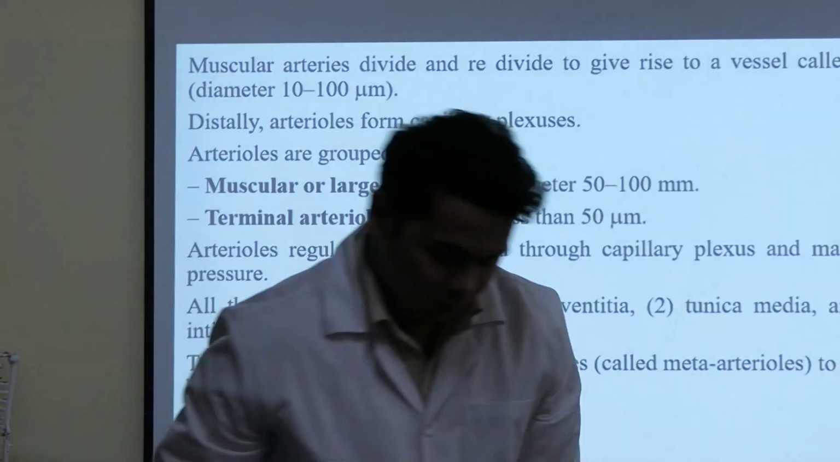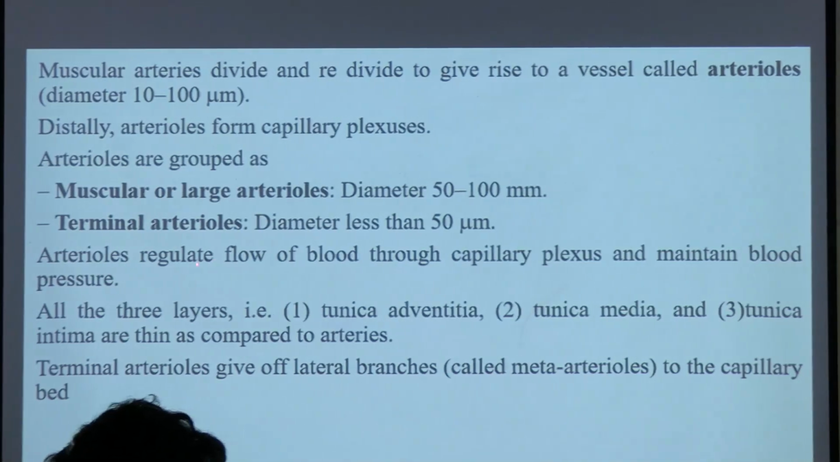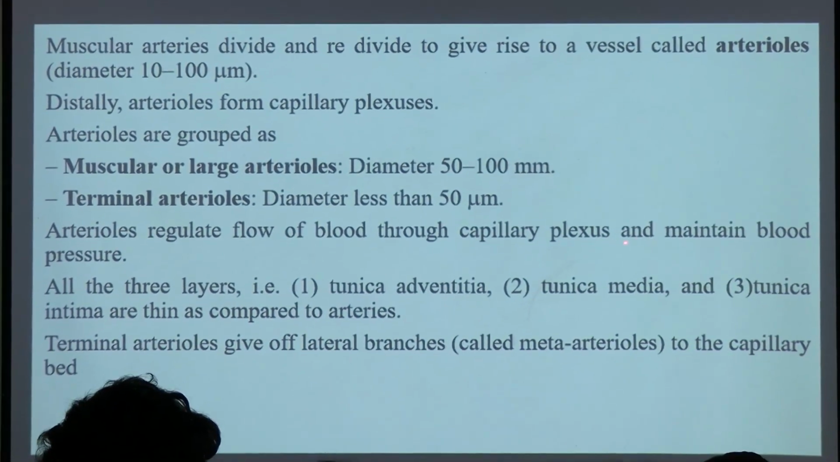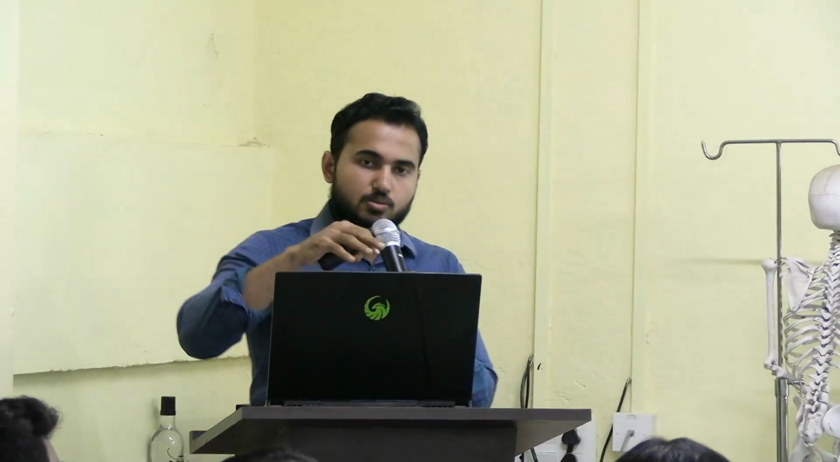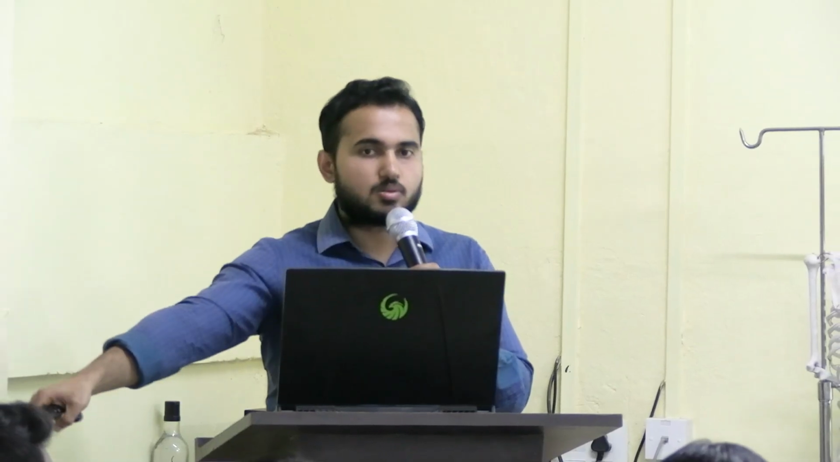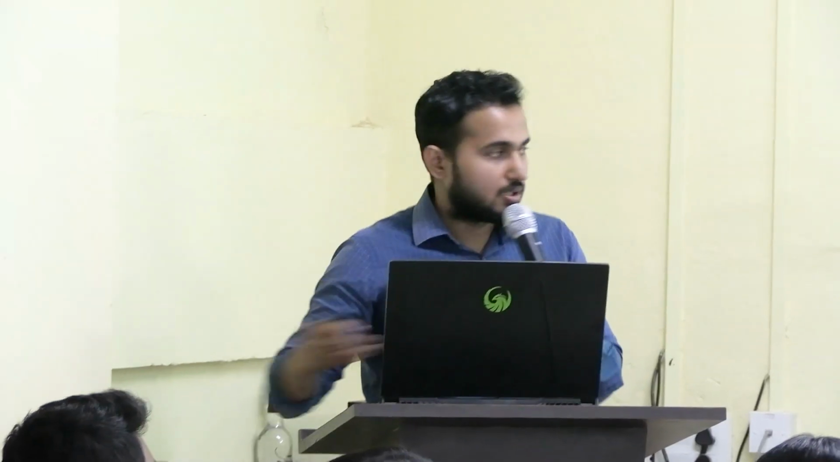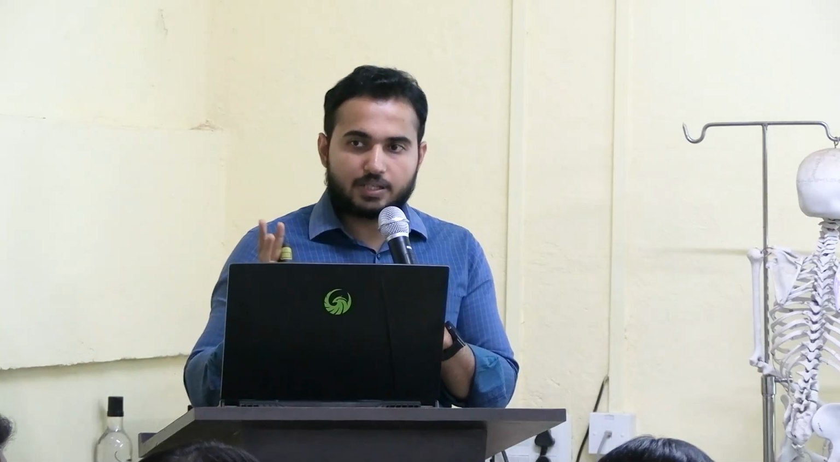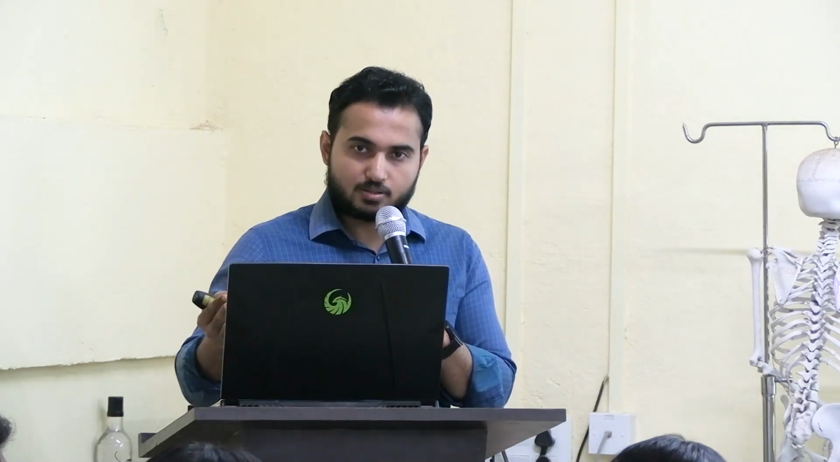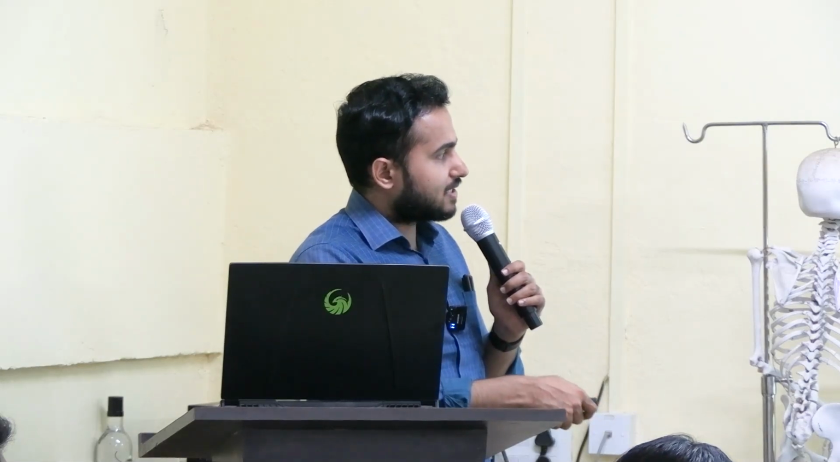If you see the arterioles, the main function is they regulate the flow of blood through the capillary plexus and maintain the blood pressure. Through arterioles blood flows through the capillary bed, and then it goes to the venous end of the capillary bed. So arterioles regulate the blood flow. Here also all 3 layers are present. In the beginning I mentioned, any blood vessel will have these three layers, but there will be some differences. We have seen the differences, and here also some differences are there.